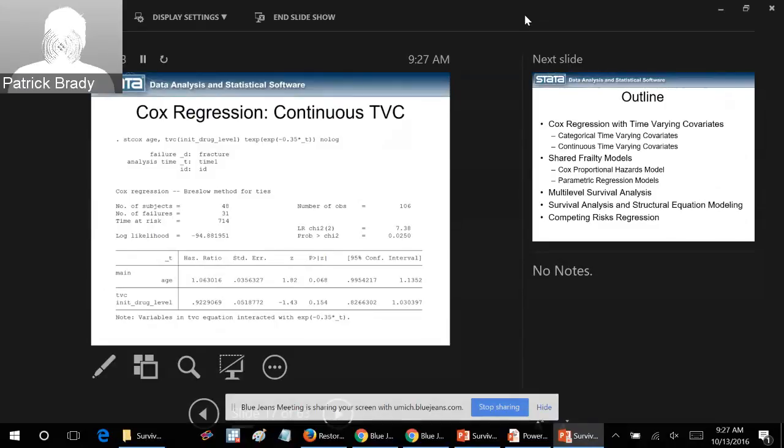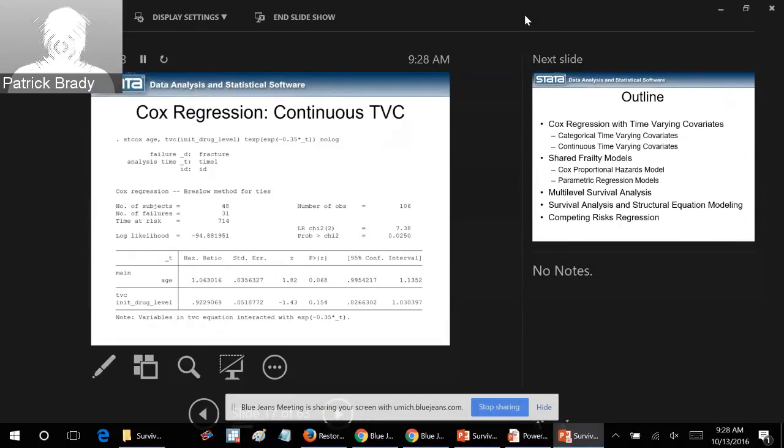Is there a difference between time varying covariate and time varying hazard ratio or coefficients in the specification? I'm not sure I understand that. So here for the initial drug level, by making it TBC, interacting it with that function of time, are we actually saying that it's varying over time, or are we just modeling the hazard ratio as a function of time? No, we're actually saying that the covariate is changing over time.